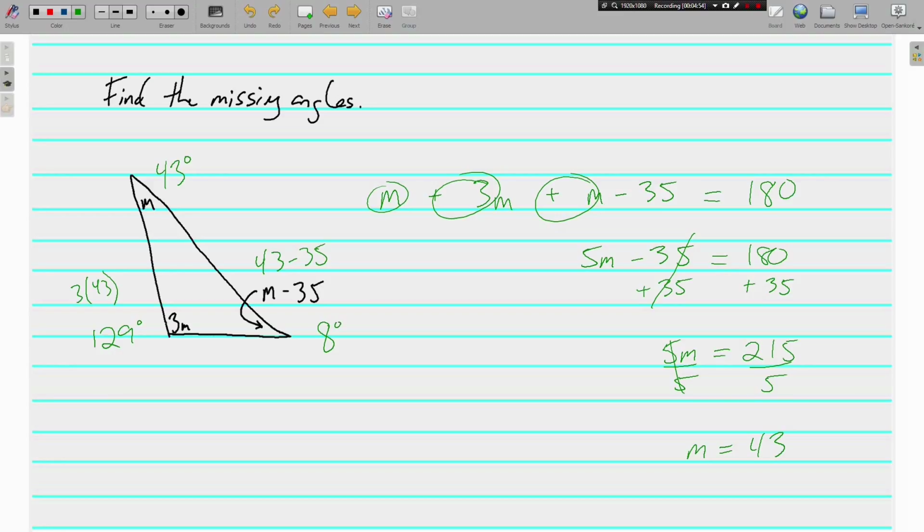I know it doesn't look like 8 degrees, and if you put your protractor up to your screen, it would not measure as 8 degrees. That's okay. For these problems, don't go by what it looks like. Go by what you know mathematically to be true.